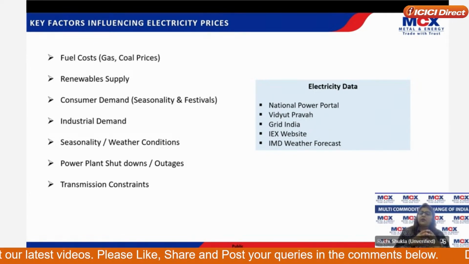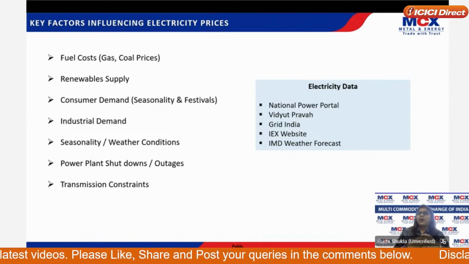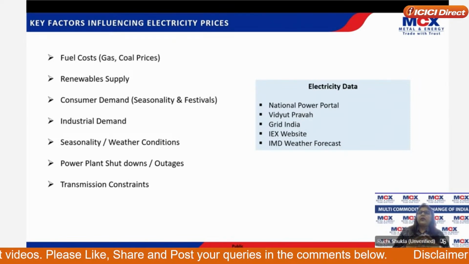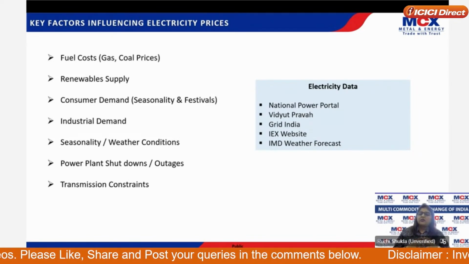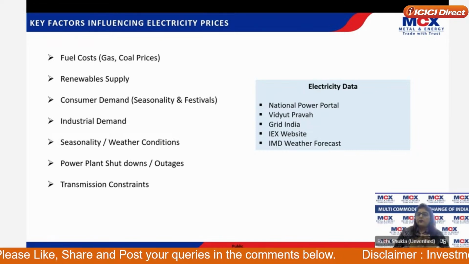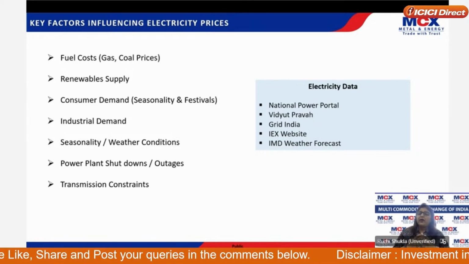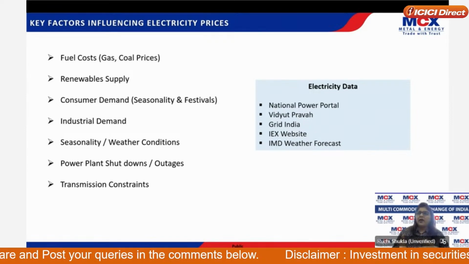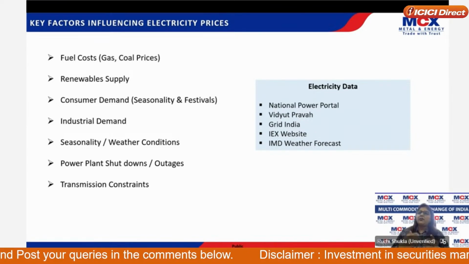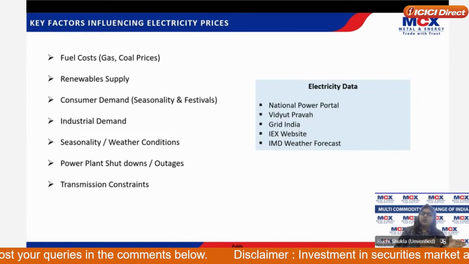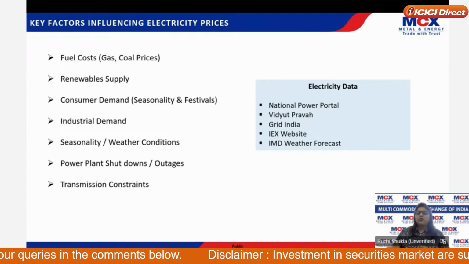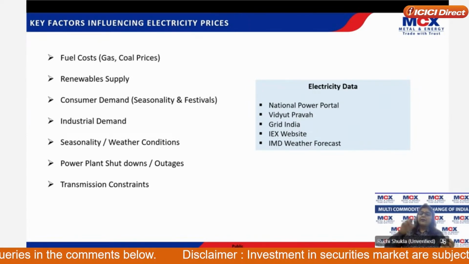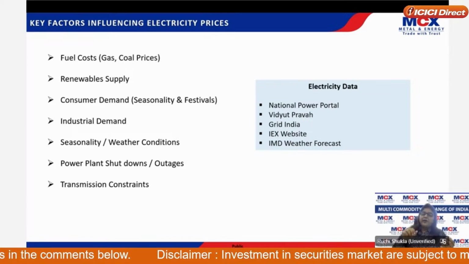Now, the National Power Portal generally shows how much coal stock is available and what the coal prices are, so that can be looked into from there. Then Vidyut Pravah is one such website which indicates how much is the demand on the electricity side, how much demand was met, what the historical data is, what the price is today, what yesterday's price was, and the different regions getting impacted in India.